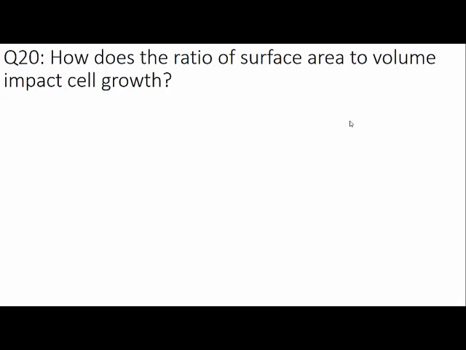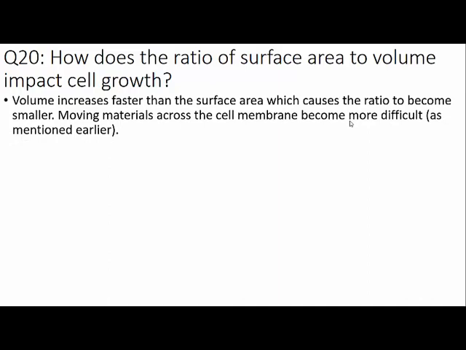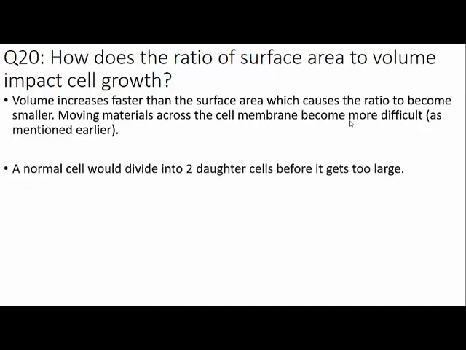Number 20, how does the ratio of surface area to volume impact cell growth? Well, the volume increases faster than the surface area, which causes the ratio of surface area to volume to become much smaller. Moving materials across the cell membrane becomes more difficult, just like we mentioned earlier. Now, a normal cell would divide into two daughter cells before it gets too large. If it's a normal cell, before it gets to that point, it'll split into two daughter cells, an exact replica of the original cell.